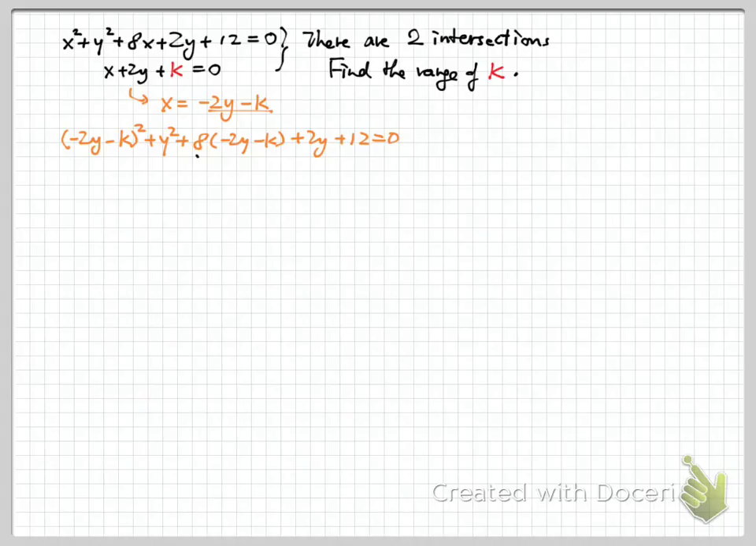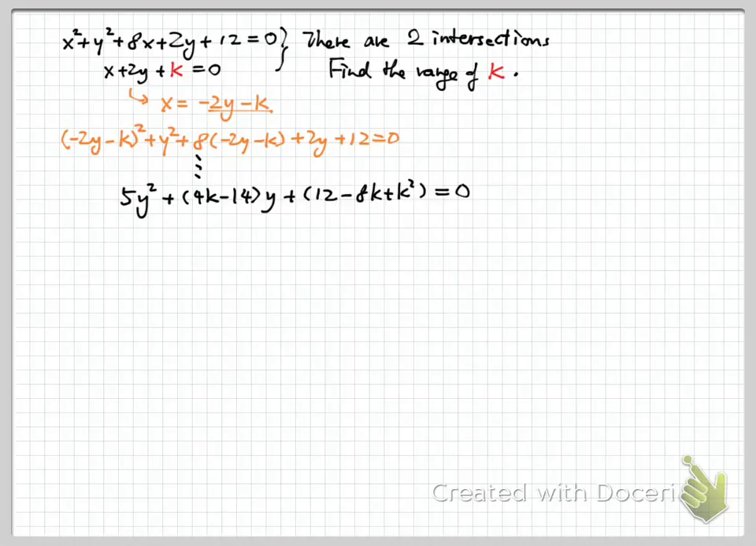After some steps, it becomes, now it's quite complicated in terms of the algebra, but I hope you can get the idea behind it. 5y squared plus (4k minus 14)y plus (12 minus 8k plus k squared) equals 0. So that is the quadratic equation. It's so complicated because we don't know what k is.